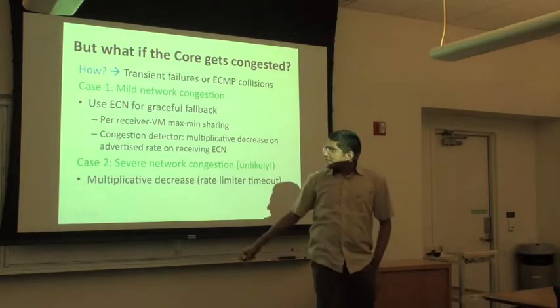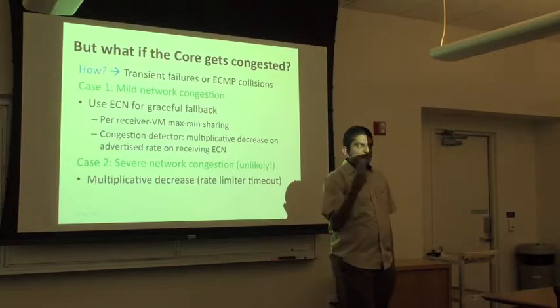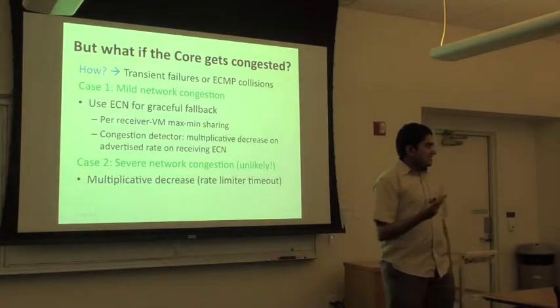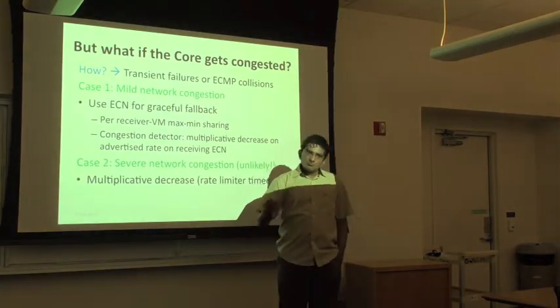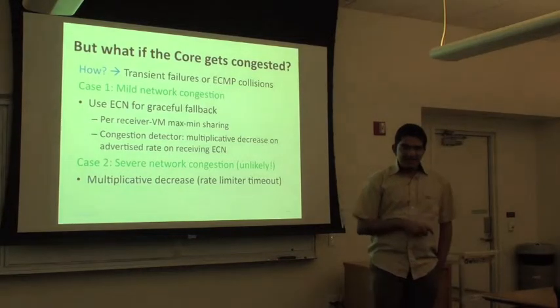Okay. And of course, if you have severe network congestion and there's some partition in your network or something like that, you don't want to start bombarding your network with lots and lots of traffic. So for that, we have a fallback mechanism too. It's borrowed from TCP. We don't send more traffic if you don't get rate feedback from the network. Okay.